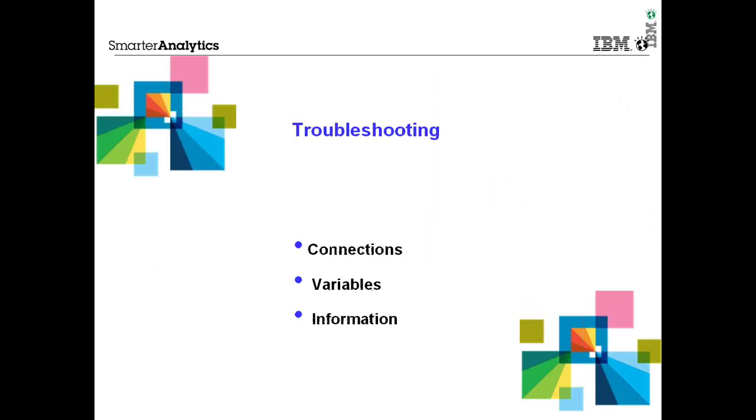Moving on to the last section of the presentation, which is troubleshooting. Now, there are three areas that need to be monitored whenever you're looking to troubleshoot an active report. The first is the connection, the second is the variable information, and the third is the information.